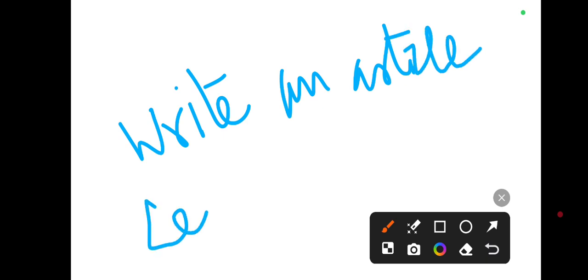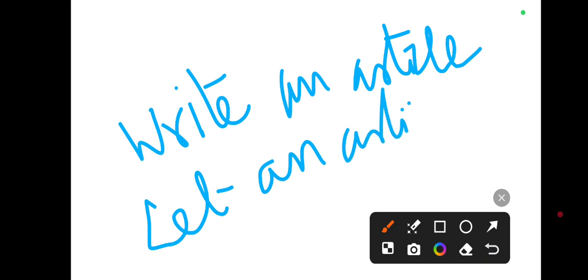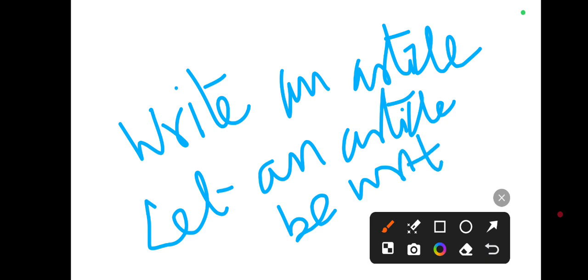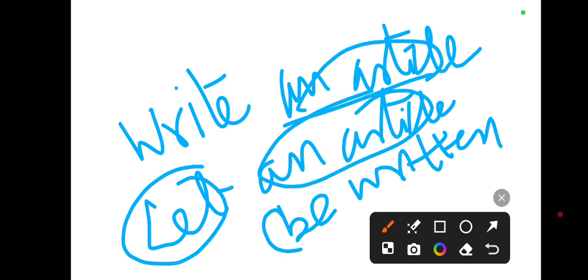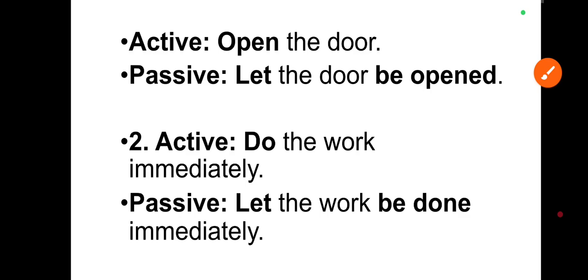So let an article be written. Start with let, then bring this article, then insert one helping verb and the third form of the main verb. This is the rule. Let us see an exercise.